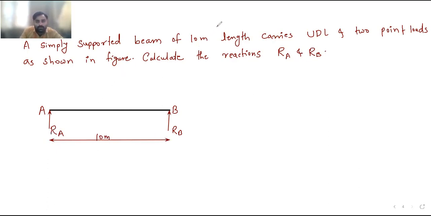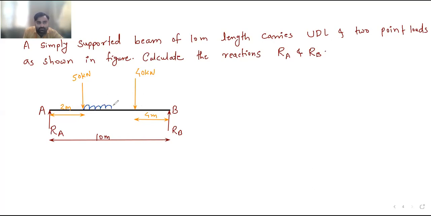Now on the beam, the loading they have given to us is in this way. Here is a point load of 50 kilonewton, at a distance of 2 meter from A. This distance is 2 meter. Now the second point load is somewhere here, at a distance of 4 meter from the left end. The magnitude of this point load is 40 kilonewton, and it is at a distance of 4 meter from this end. This is 4 meter.